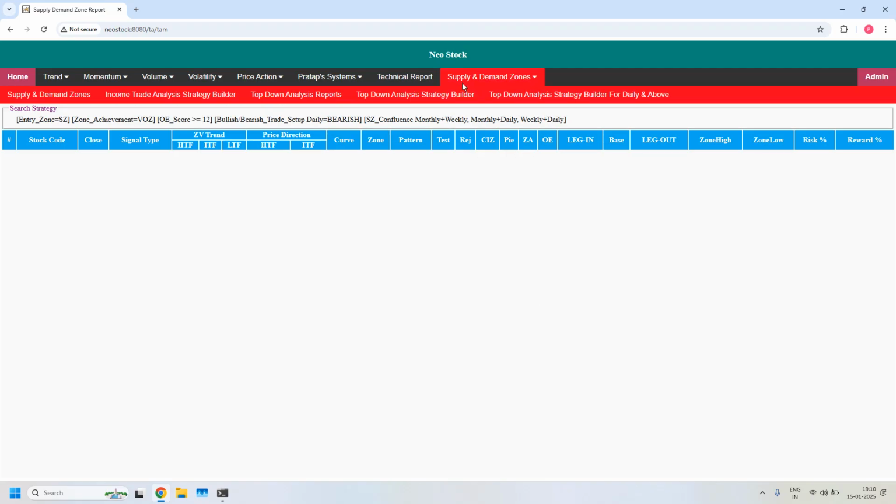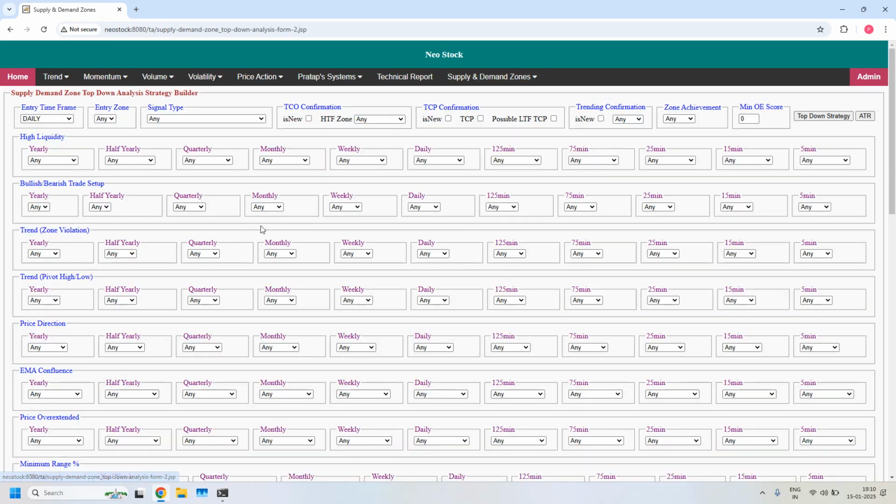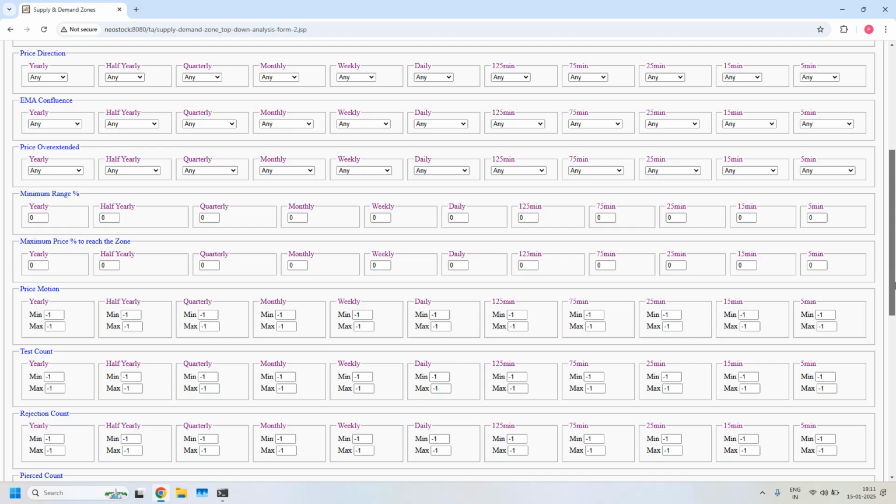Next, bullish trade setup, weekly income trade, entry time frame 75 minutes, entry zone, demand zone. In bullish or bearish trade setup, at 75 minutes time frame, I am selecting bullish. These 75 minutes demand zone should not be pierced.